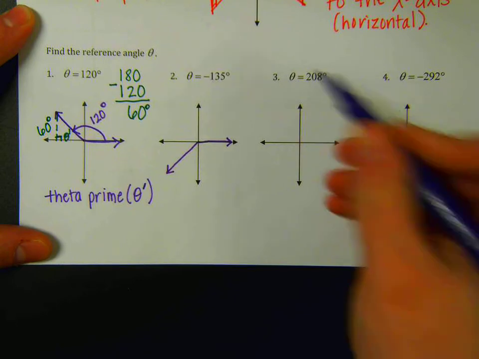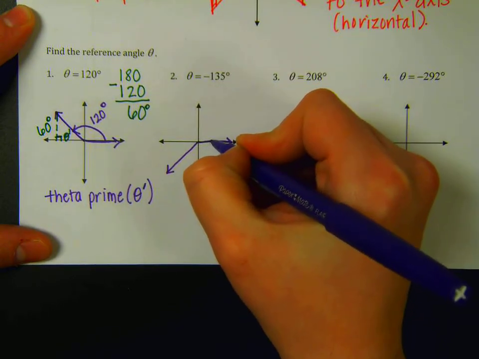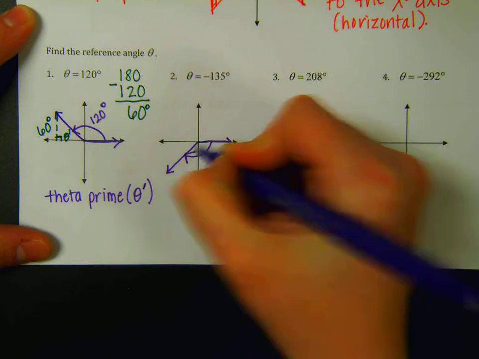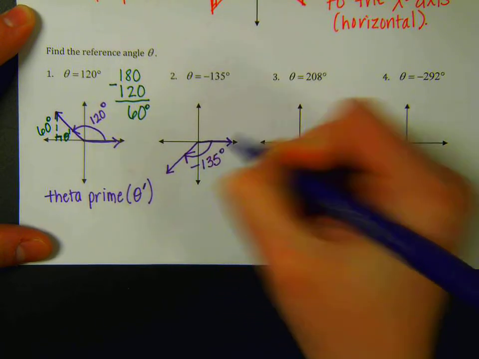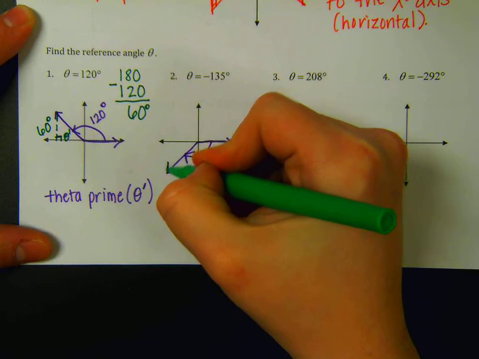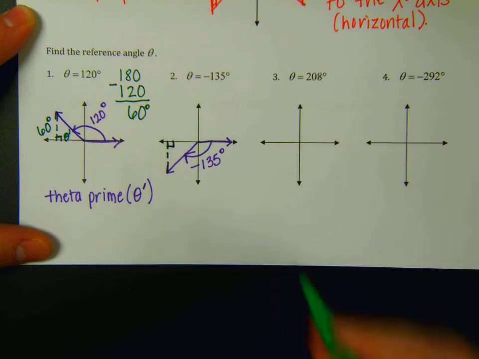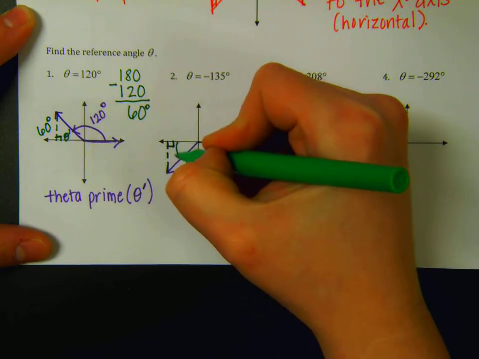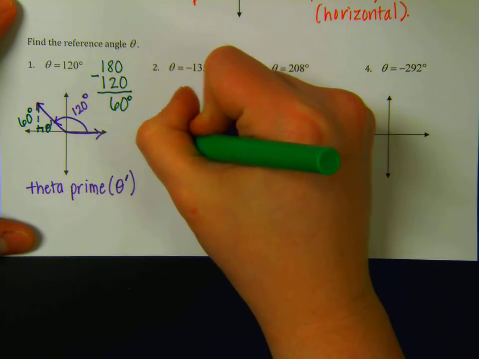If it's negative, that means I have to measure clockwise, not counterclockwise. So this is my angle, 135 degrees. And if I am dropping my perpendicular, I'm dropping it up this time, not down, but I'm still making it to my horizontal axis. So my measure in here is what we're looking for, and that will be my theta prime.